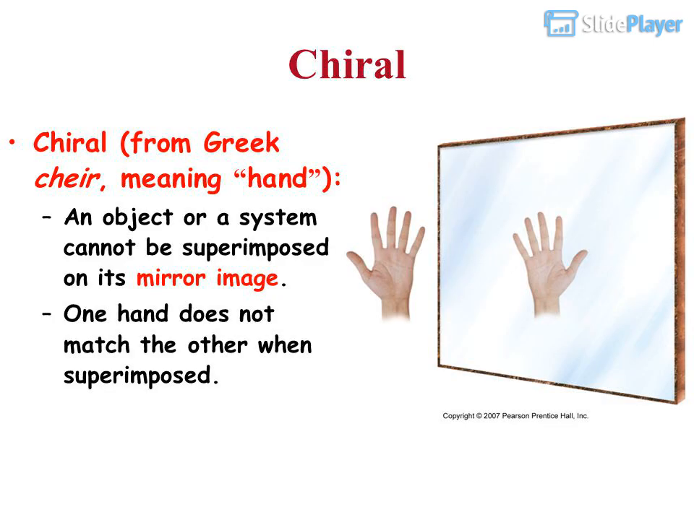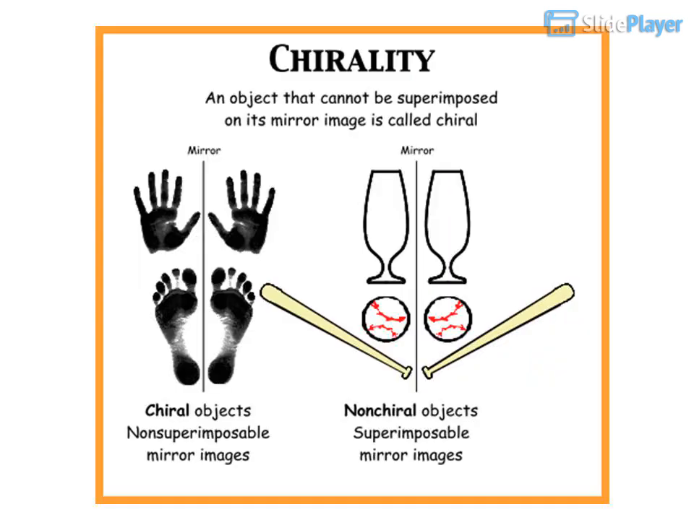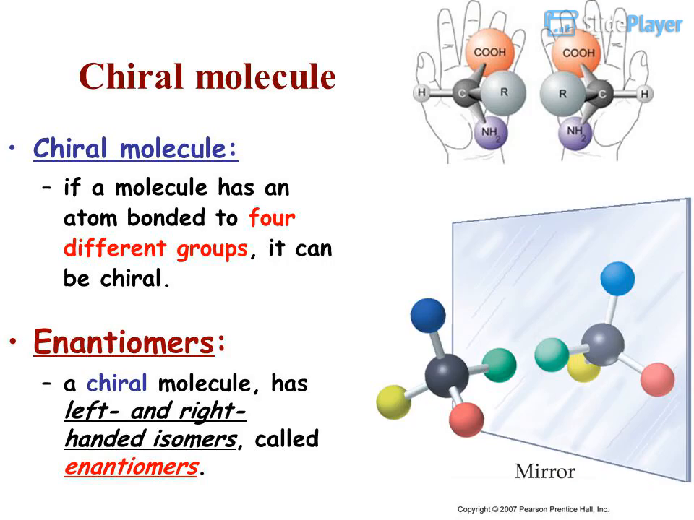Chiral, from the Greek chir, meaning hand. An object or a system cannot be superimposed on its mirror image. One hand does not match the other when superimposed. Chiral molecule and enantiomers. If a molecule has an atom bonded to 4 different groups, it can be chiral. A chiral molecule has left- and right-handed isomers, called enantiomers.